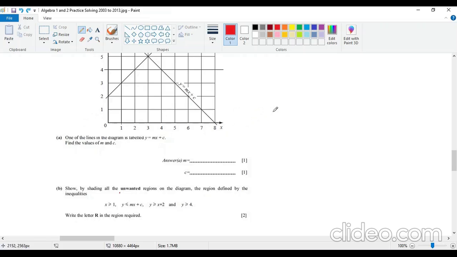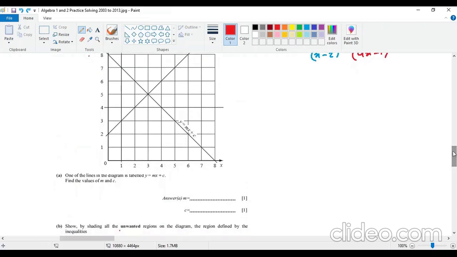This question was missing from the last video, which is why I'm adding this part into this video. Now, it says one of the lines in the diagram is labeled as y equals mx plus c. That means they are talking about this line. So please be reminded, in this one they are asking you to find out the value of m.